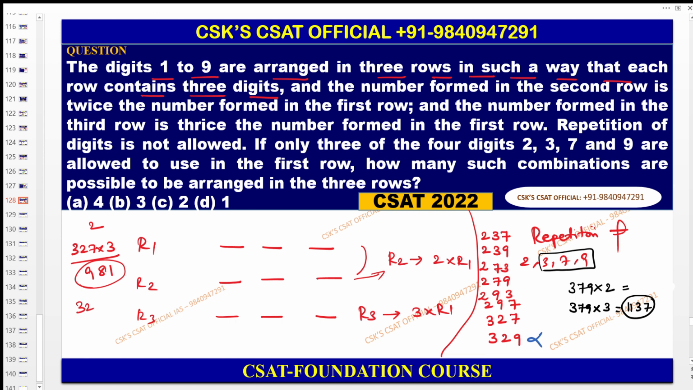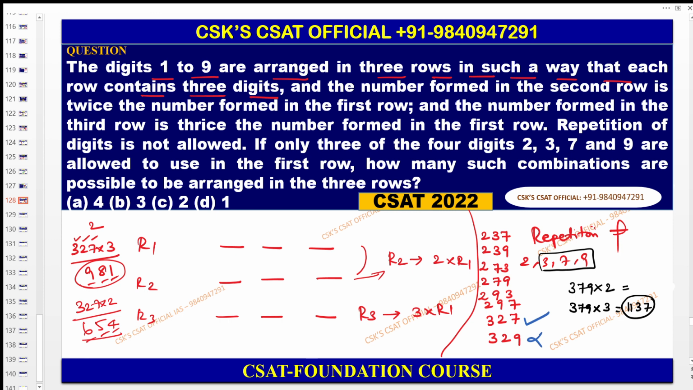Now multiply with the 2. 14, 1, 5, 6. So all are different, right? 327 is also different. 9, 8, 1 also different. 6, 5, 4 is also different. Everyone getting it? Yes, sir. So all the digits are different. Therefore, 327 is possible.